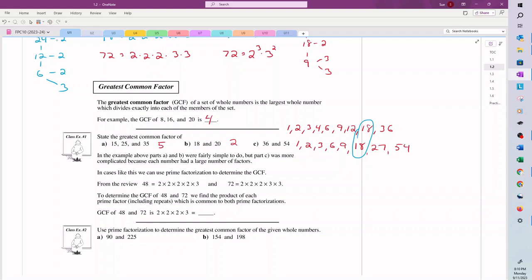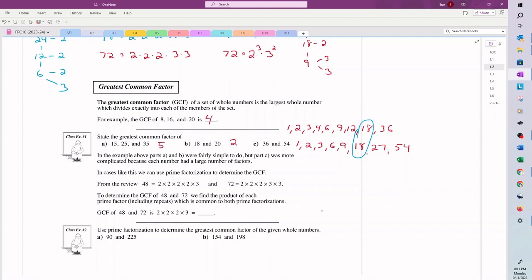Okay, there's a better way to do that instead of writing out all of those factors. Writing all the factors out for those two was not too bad because they were relatively small numbers, but that gets really tedious if the numbers are big. So there's a better strategy, and that is using the prime factorization. So let's do an example with 48 and 72 and find the greatest common factor of those.